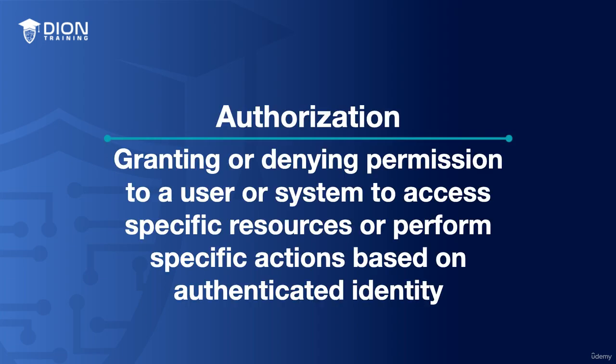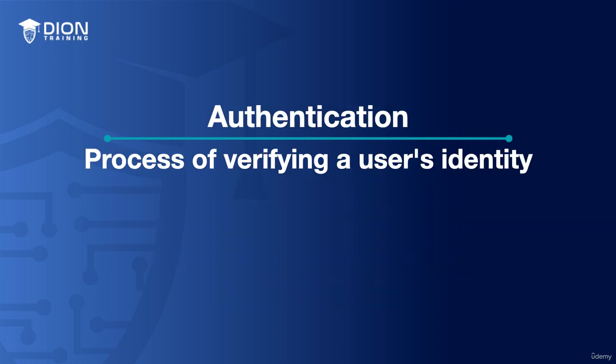We also discussed the 3 A's of security: authorization, authentication, and auditing. Authorization involves granting or denying permission to a user or system to access specific resources or to perform specific actions based on their authenticated identity. In other words, once the user is authenticated, authorization specifies what level of access they're allowed to have. Now, authentication, on the other hand, is the process of verifying a user's identity, and this is usually done by confirming a username and password or by using multi-factor authentication or biometrics or tokens to be able to authenticate that user. Authentication is used to ensure that only authorized users can access those specific resources that you've designated.